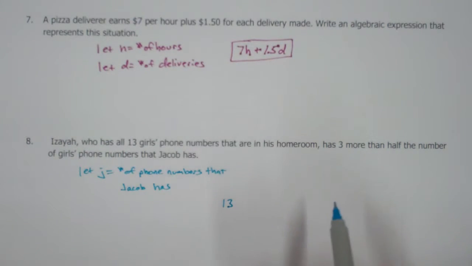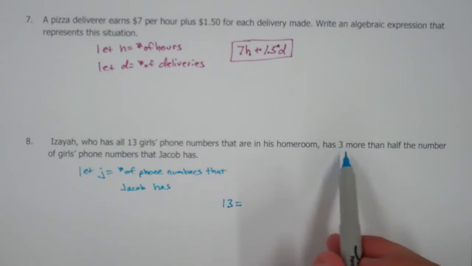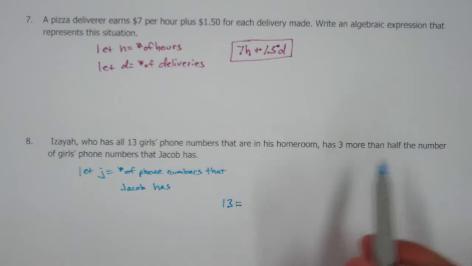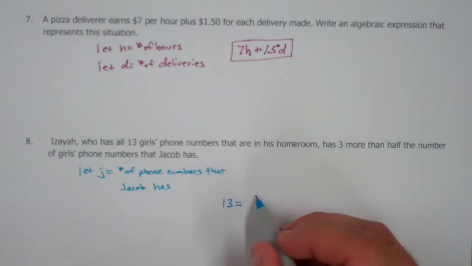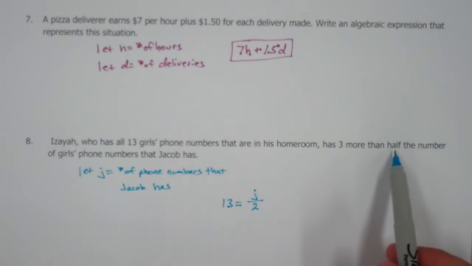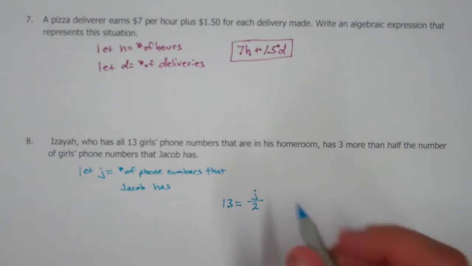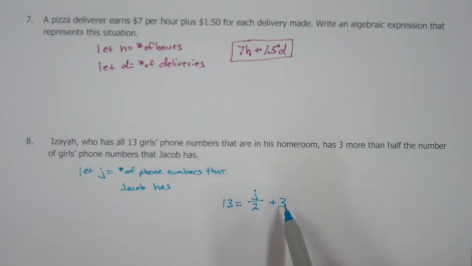And then now we're talking about Jacob, and we're relating these two. Got a comma and has here. 3 more than half the number of girls' phone numbers that Jacob has. So if we took Jacob's and split it in half, or divided by 2, that would be this part. And then 3 more would be plus 3. Be very careful, this plus 3 needs to be off to the side. Definitely not up here by the J. That wouldn't quite be right.